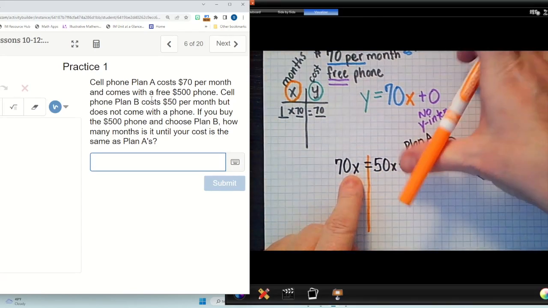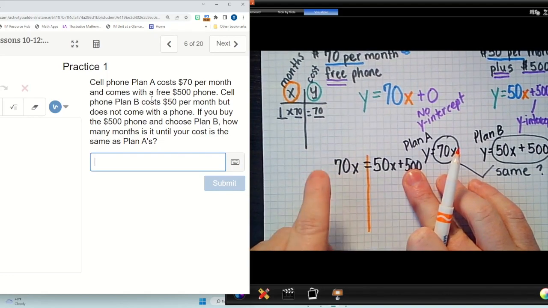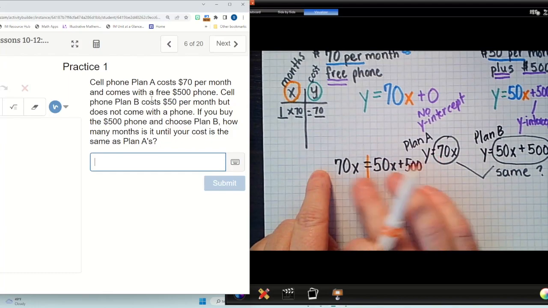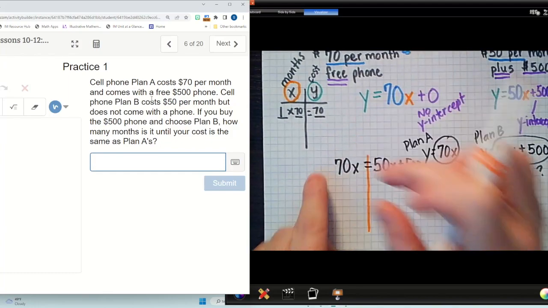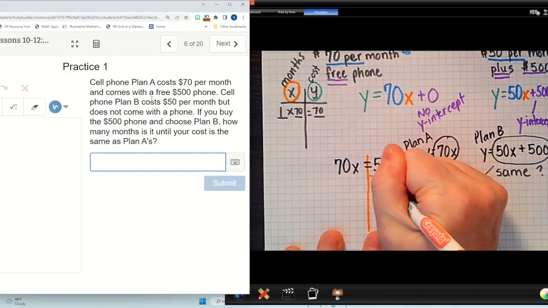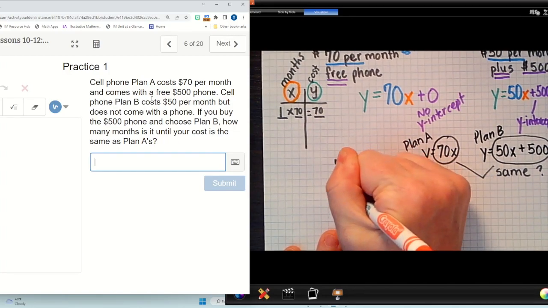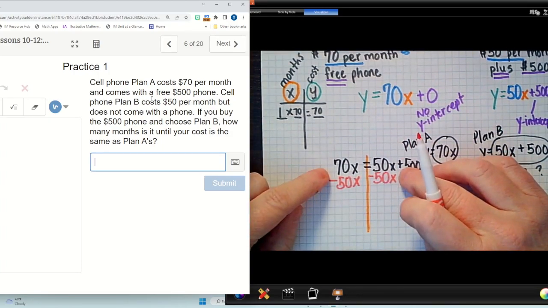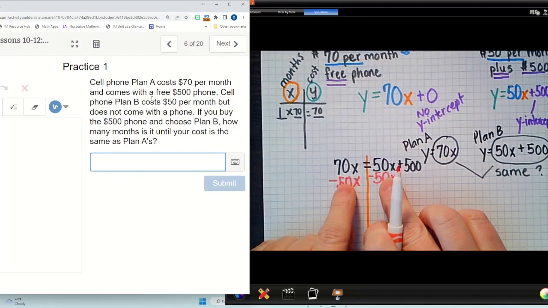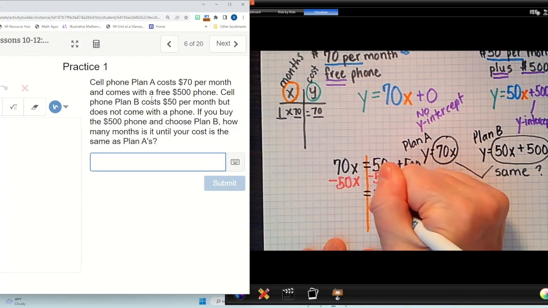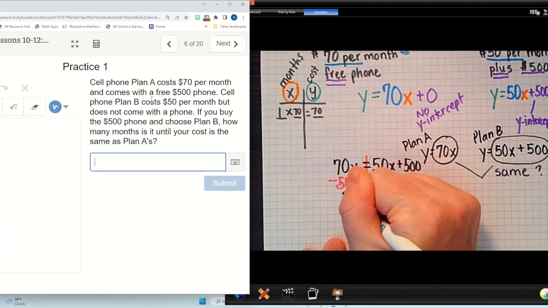I don't want to get rid of my 500 because there's nothing over here to subtract it from. So it can actually stay. This is where I can make my zero pair. If I take 50 away from both sides, if I take some x's off of both sides, that's going to make my equation a little easier to solve. All right, so let's get rid of 50 from both sides. I'm subtracting 50 x's from both sides. If you think about the balance scale, I'm just taking 50 x's off of both sides. On this side of the scale, I'm left with 500. And on this side of the scale, I'm left with 20x.